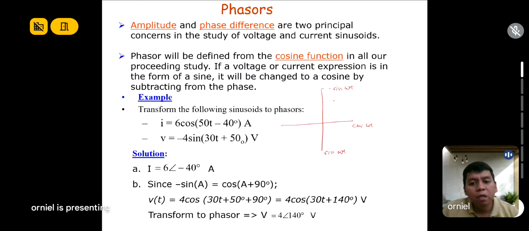So if it is negative sine omega t, it is converted to positive sine omega t, no? Clockwise man eh. That's why you have plus 90. Convert it to positive cosine. So that's why, when you look at it, for cosine, you add plus 90. Clear? Do you understand? Any questions? Is it clear?